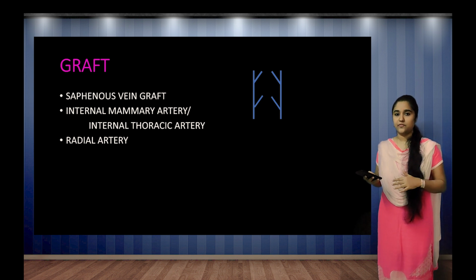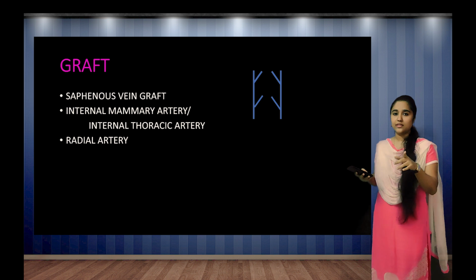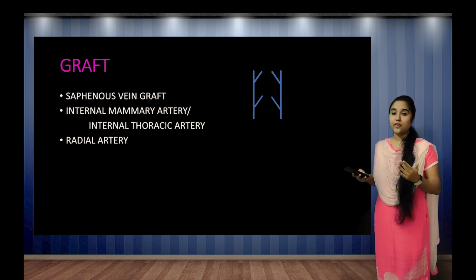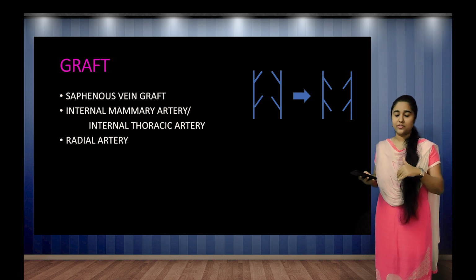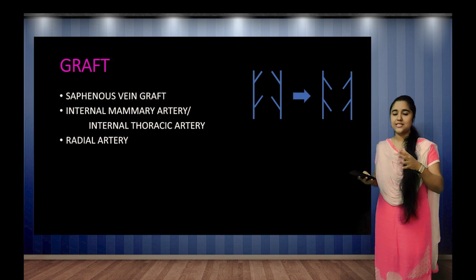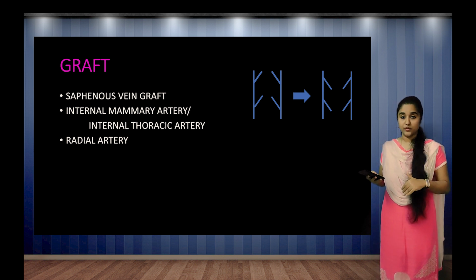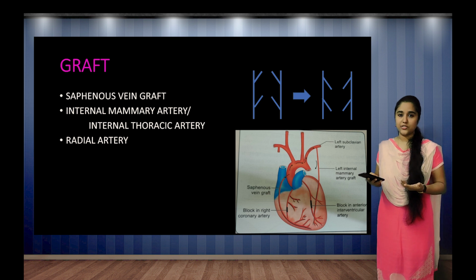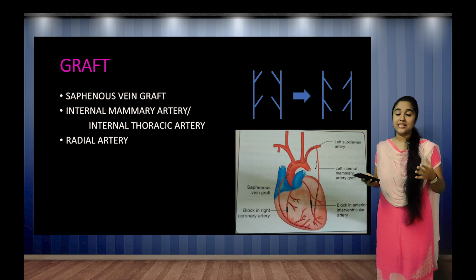Then radial artery graft. So in saphenous vein graft, you know that the saphenous vein has got valves to pump the blood upwards. So what you have to do? You have to reverse the graft. So only then the blood will flow from above downwards. You have to place it in such a way so that the graft is reversed. The next one is the internal mammary artery or internal thoracic artery graft. Usually the left internal mammary artery graft is used. You can term it as Lima graft.